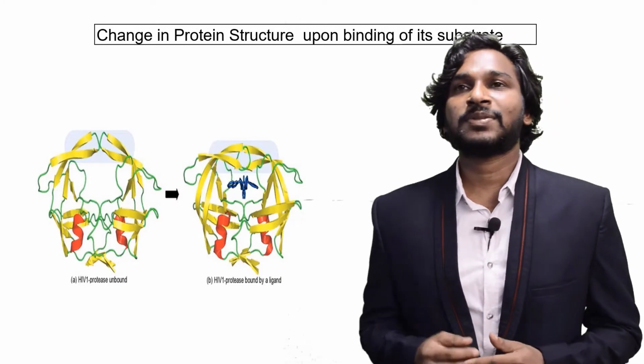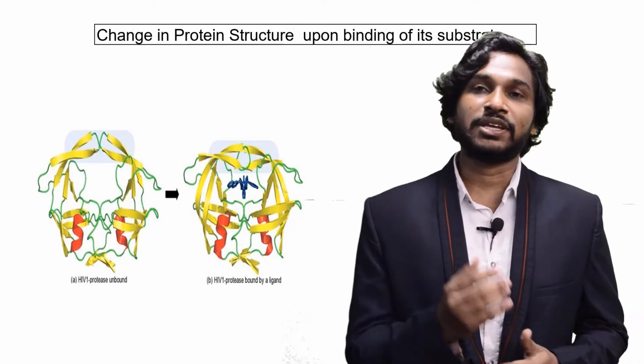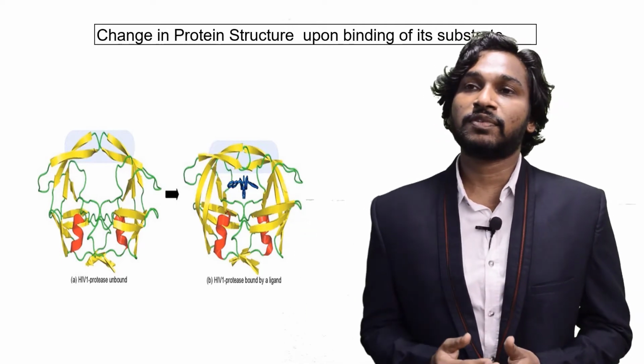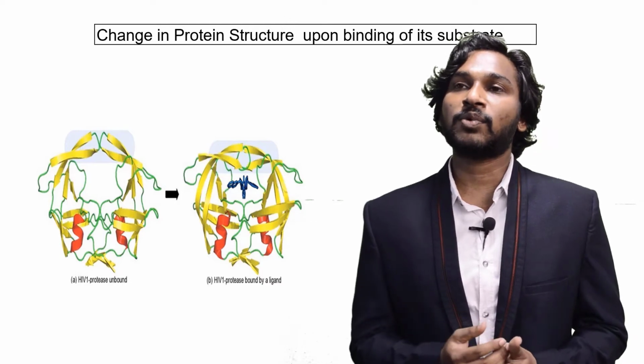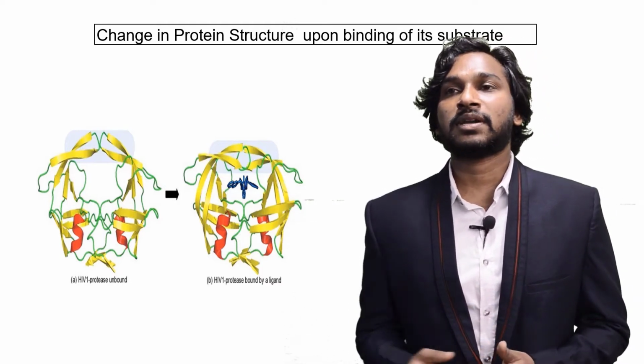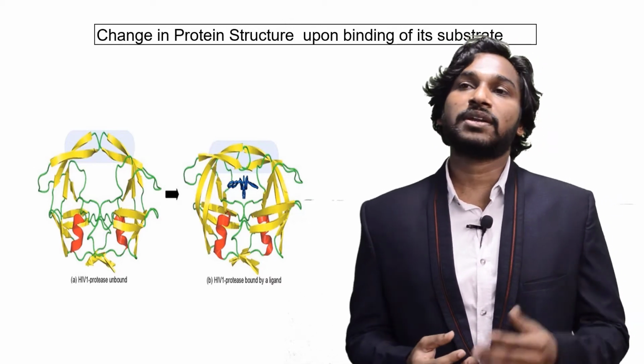You can see the change in the protein structure upon binding of its substrate. The left side is the unbound HIV-1 protease. That means there is a loose conformation. And you can see on the right side, the HIV-1 protease bound by a ligand. When the bound ligand fits into the active site of the protein, it becomes the thermodynamically stable conformation, and the protein changes its conformation from the earlier one to the next one.